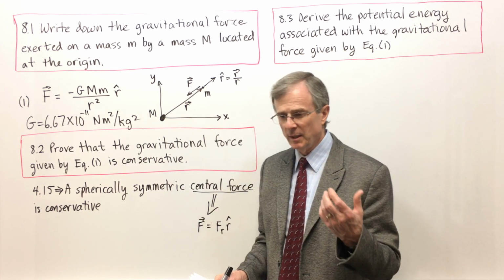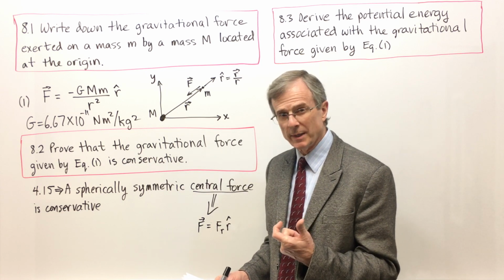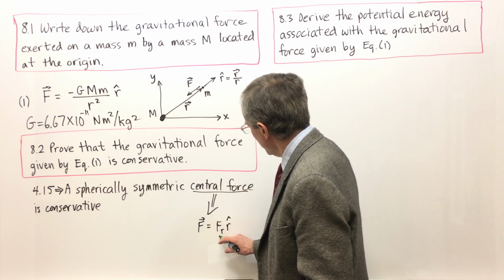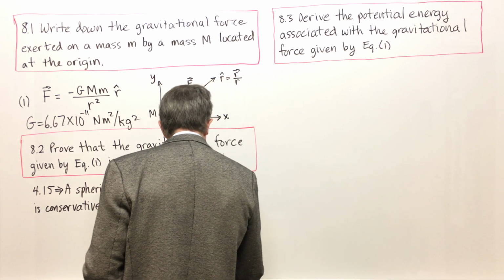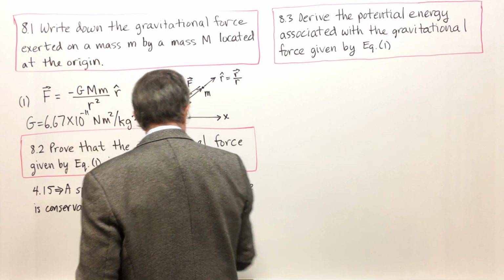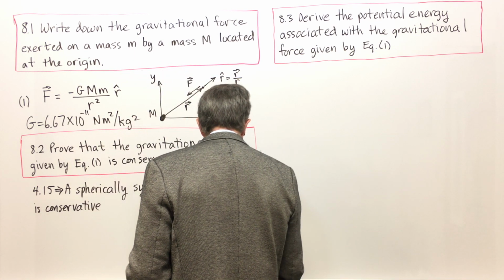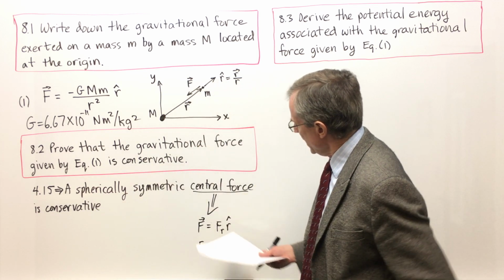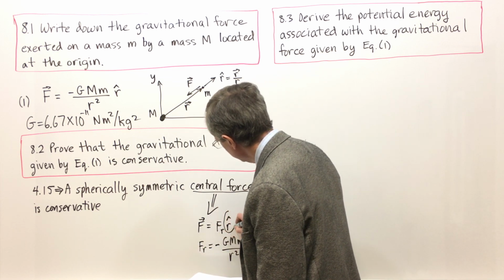Gravity acts like unlike charges, it's always attractive. So in that case, for gravity, Fr is just this expression right here, minus GMm over r squared. So that says that it's central because it's proportional to r hat.